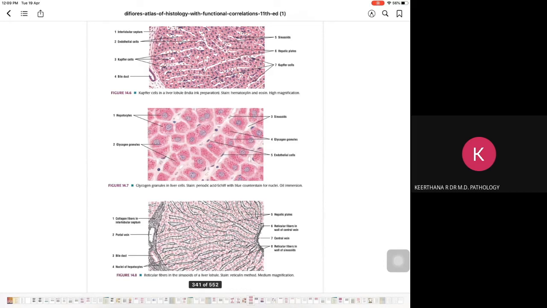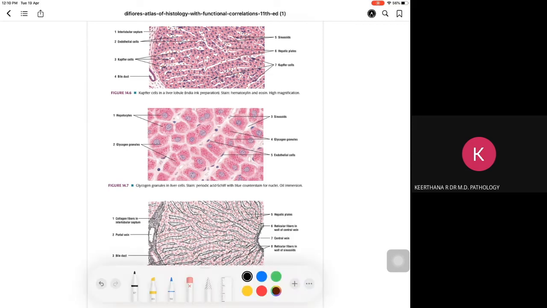Reticular fibers in the sinusoids of the liver lobule, reticulin stain method, medium magnification. Collagen fibers in the interlobular septum, portal vein, bile duct, villi of hepatocyte, hepatic plates, reticular fiber in the wall of the central vein, and reticular fiber in the wall of the sinusoid. In the reticulin stain, you see how there is only one plate of hepatocytes. The hepatocytes are normally one, maximum two.